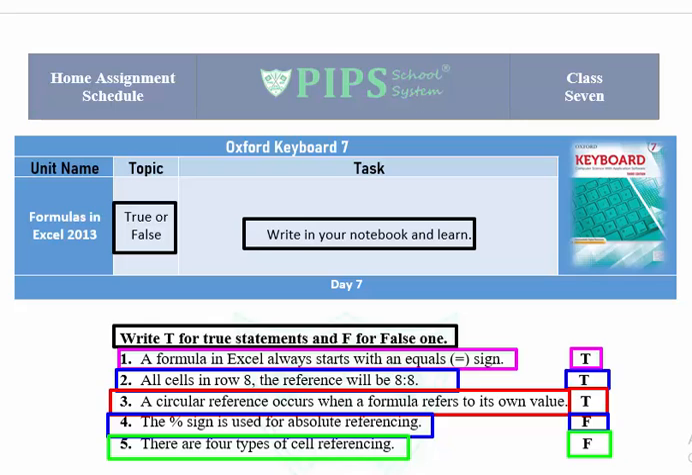Okay, so these are your objective type questions. I hope you will easily understand them. Thank you.